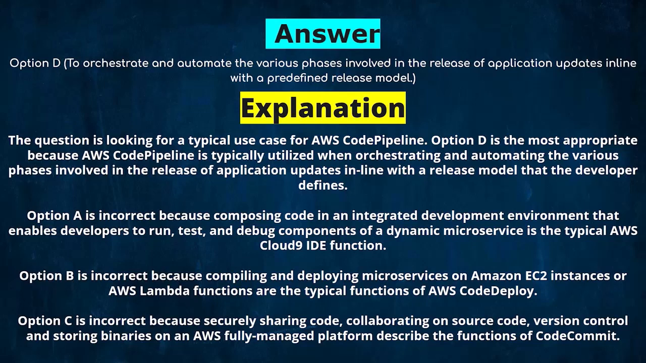Option B is incorrect because compiling and deploying microservices on Amazon EC2 instances or AWS Lambda functions are the typical functions of AWS CodeDeploy. Option C is incorrect because securely sharing code, collaborating on source code, version control, and storing binaries on an AWS fully managed platform describe the function of CodeCommit.